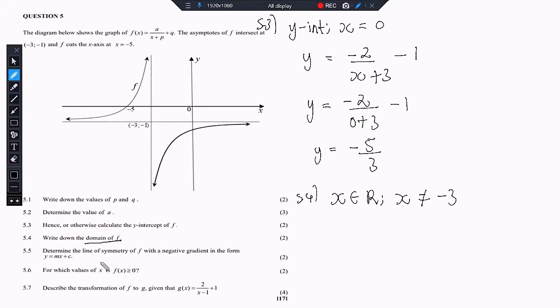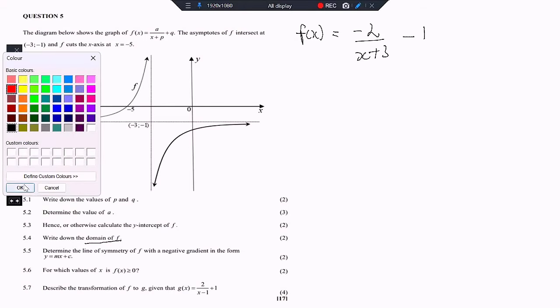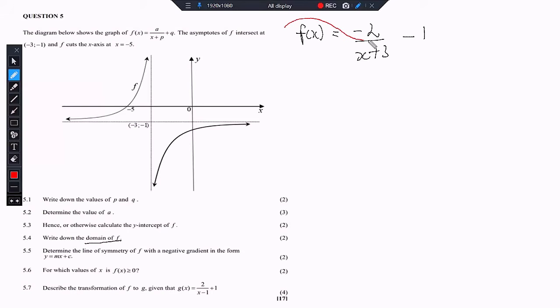And then determine the line of symmetry of f with a negative gradient in the form y equals mx plus c. Now, I've spoken so many times about this one, and I hinted at the bus method, whereby if you have f of x equals, remember we had negative 2 over x plus 3, then minus 1. If you want to determine the axis of symmetry with the bus method, this is what you do. You only consider this here, so you ignore the value of a and only take this one here.